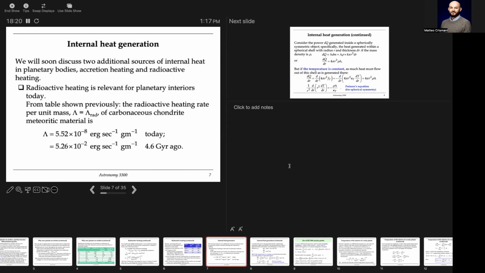So I just brought this slide back up, and of course I changed this to reflect the fact that you hadn't seen it. So now we've talked about it. So here's the radioactive heating rate that's relevant for planetary interiors today. It looks something like this, and then this is the value from 4.6 billion years ago. I know these numbers don't necessarily mean anything to you, but the important thing to keep in mind is they are rates. So it's energy per unit time, a power per unit mass. So you're always multiplying these by the mass of the material, because we don't care how it's distributed, we just care that it's there. Okay.